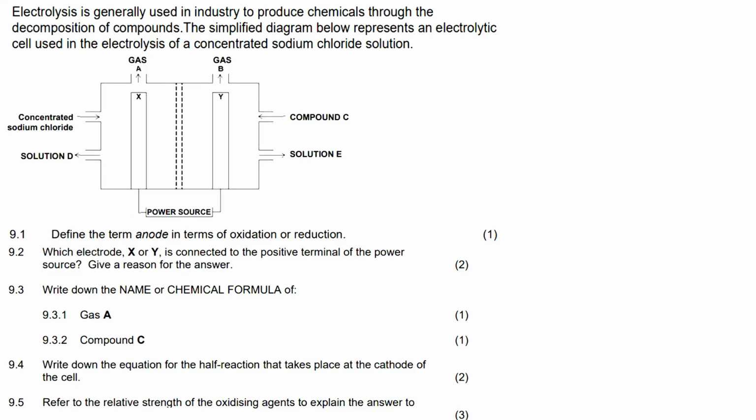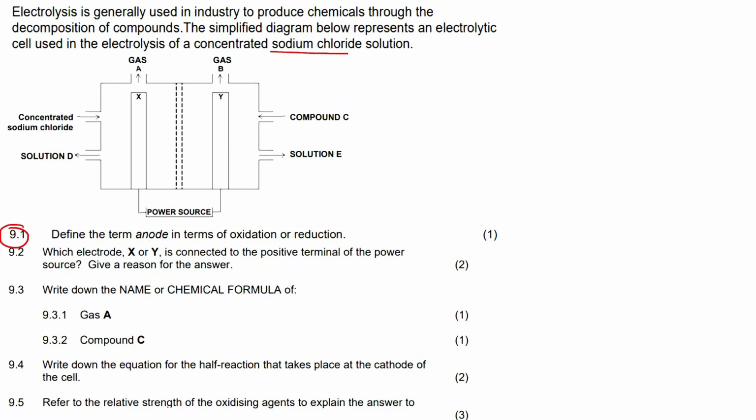Electrolysis is generally used in industry to produce chemicals through decomposition. The simplified diagram below represents an electrolytic cell used for concentrated sodium chloride solution. Okay, so this is pretty much the chlor-alkali industry. If you haven't watched my video on that, watch it. It's a short video where I just summarize the whole thing.